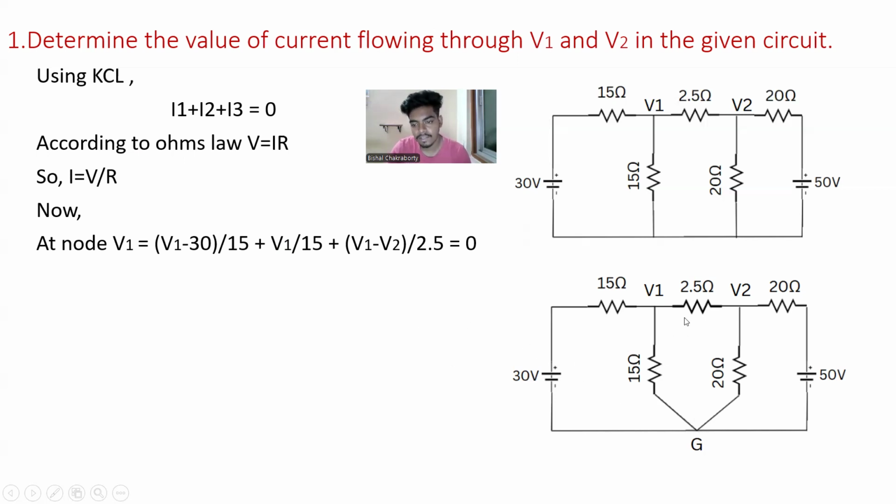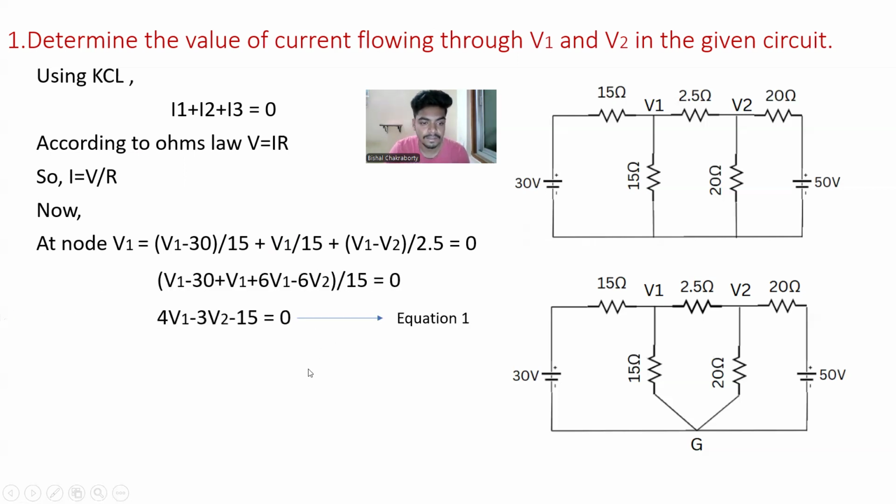Next we go for the next branch. Higher minus lower: V1 minus V2 by 2.5 equals 0. This is the equation we get for I1 plus I2 plus I3, substituting I equals V by R. Now when we simplify this, we get the simpler equation.